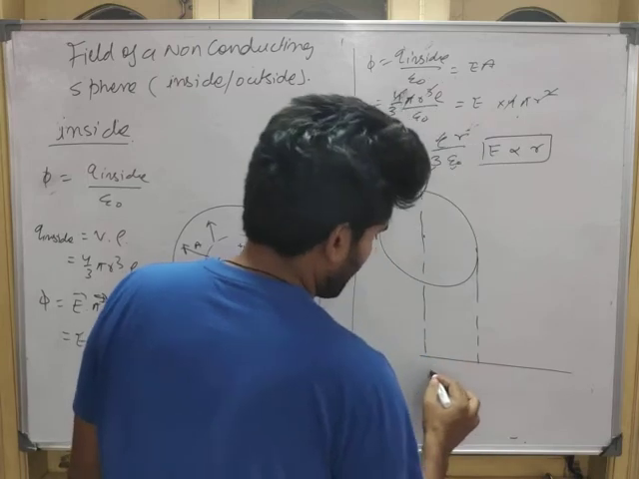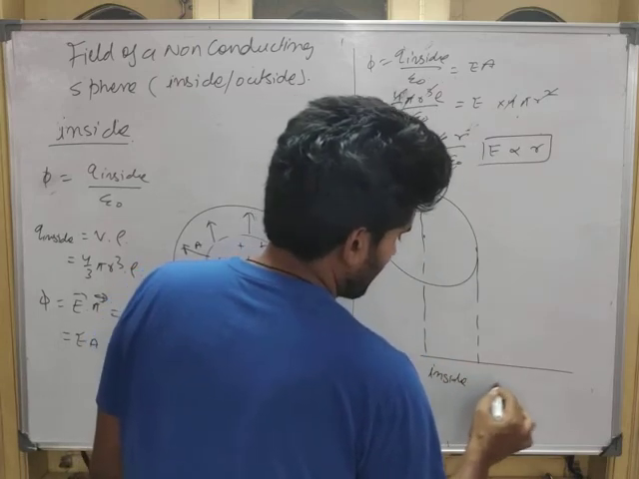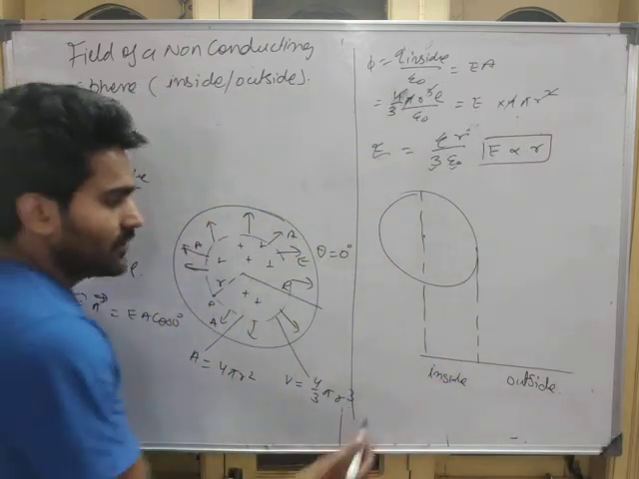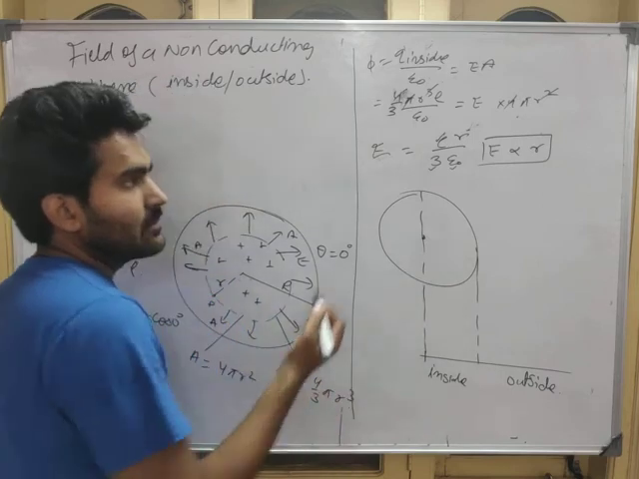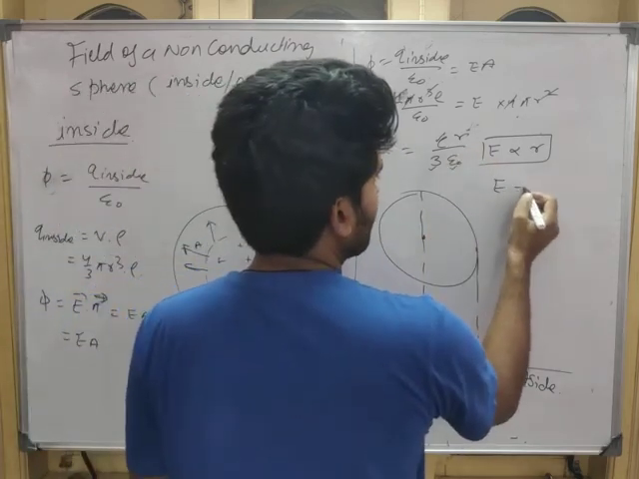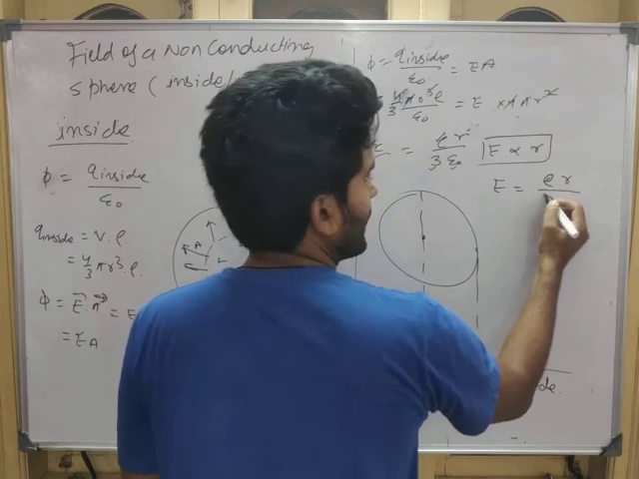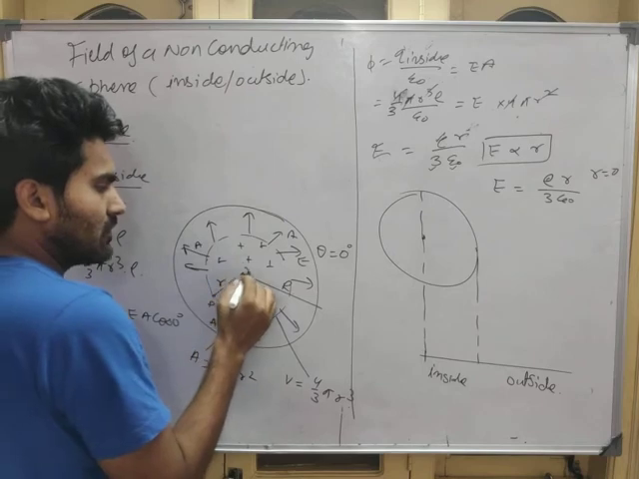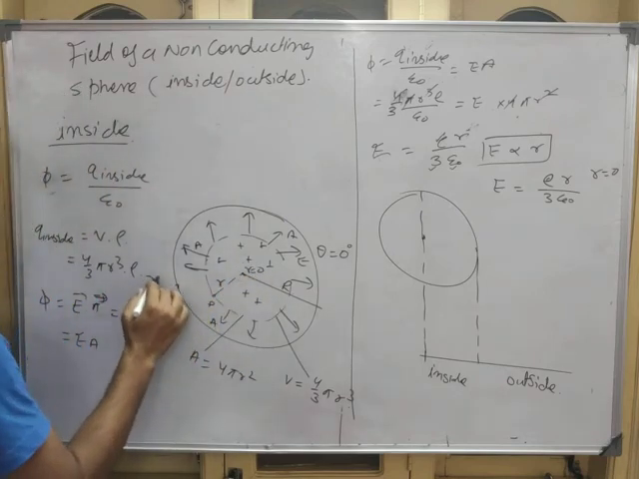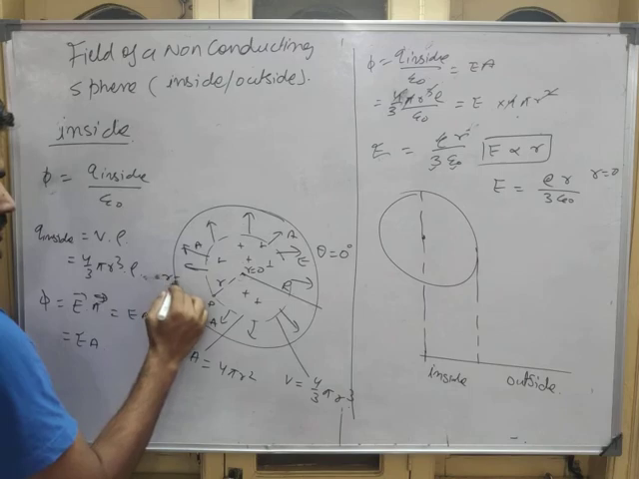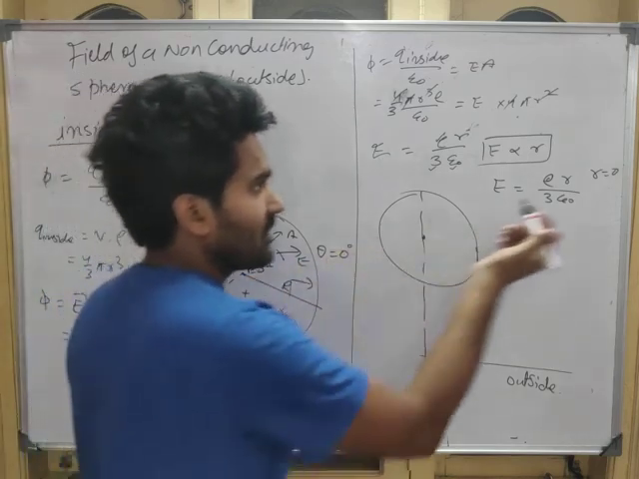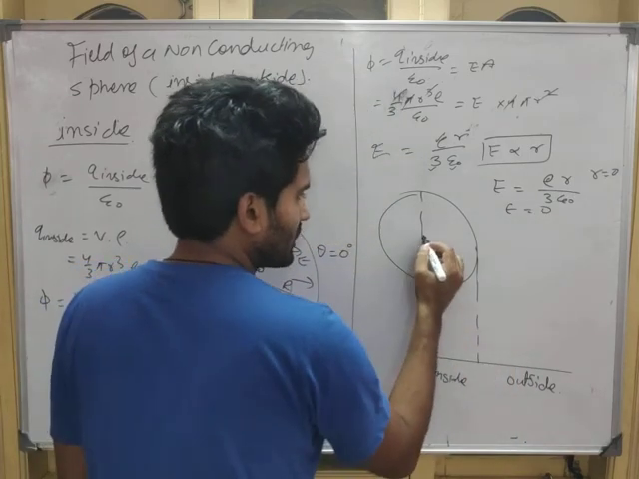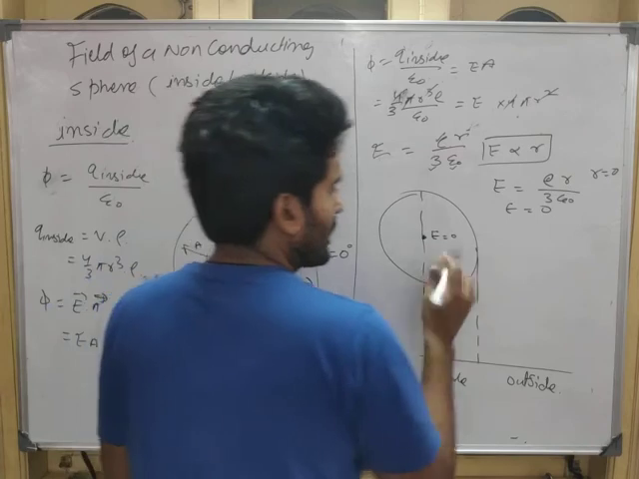See, this is the sphere, this is inside, and this is outside. At the center, if you keep the value in this formula, E equal to rho r by 3 epsilon, at the center r equal to 0, and at the periphery r equal to capital R, right? If you put r equal to 0, the field will be 0. It means the field here is 0.